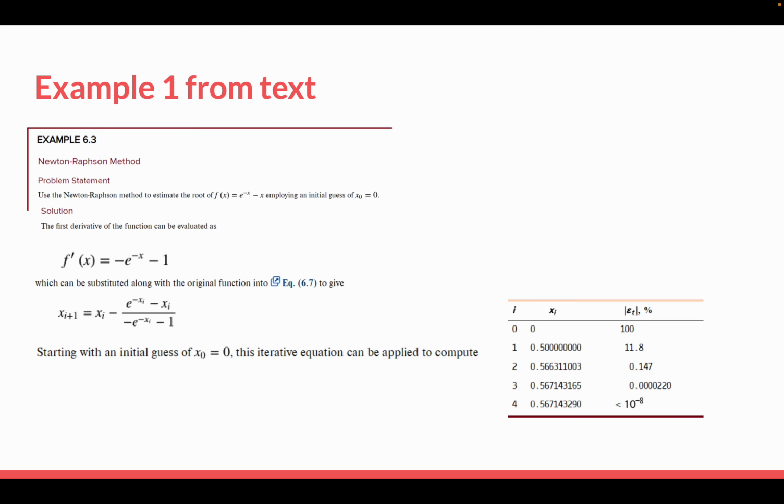So let's apply the Newton-Raphson method to the function negative e to the negative x minus x. With an initial guess of 0, we find that its derivative is negative e to the negative x minus 1. The root is updated using our formula. Initially, our percent error is high, but after 4 iterations, we converge to a value close to 0.56714 with a very, very small percent error.